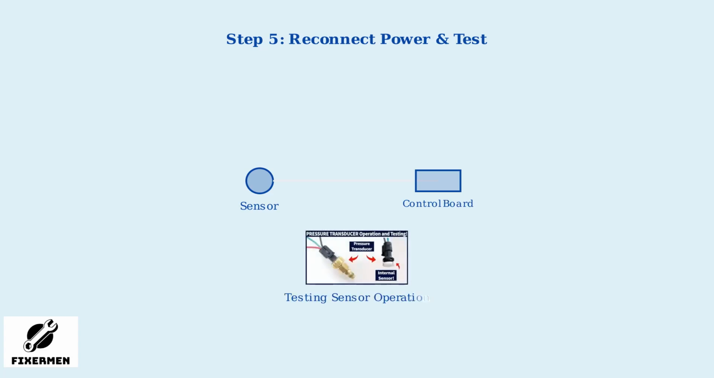Ensure all connections are secure and free of corrosion. Inspect for any damaged wires and clean contacts if necessary. Proper connections prevent future faults. Reconnect the power by turning on the circuit breaker or plugging in the unit. Test the system by running it and monitoring for error codes. Use diagnostic tools to verify the sensor is functioning properly.